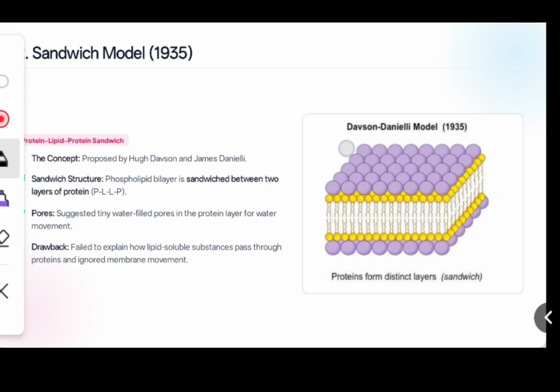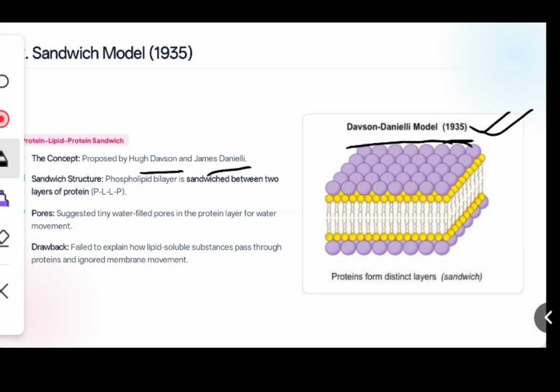Okay. Then the sandwich model. The sandwich model is also known as the Davson and Danielli model. It was proposed by Hugh Davson and James Danielli. These are the two persons. It was proposed in 1935.